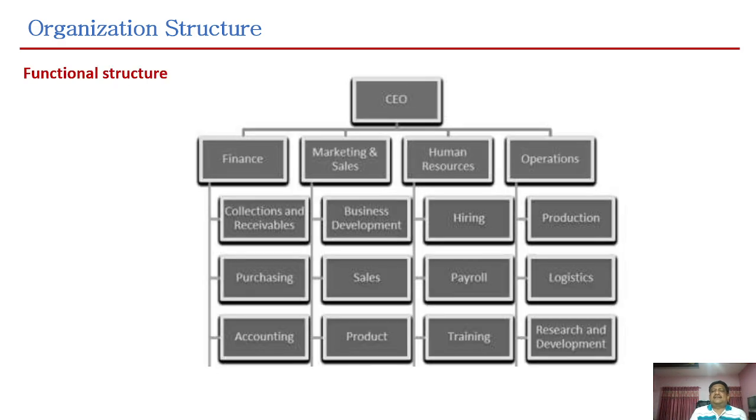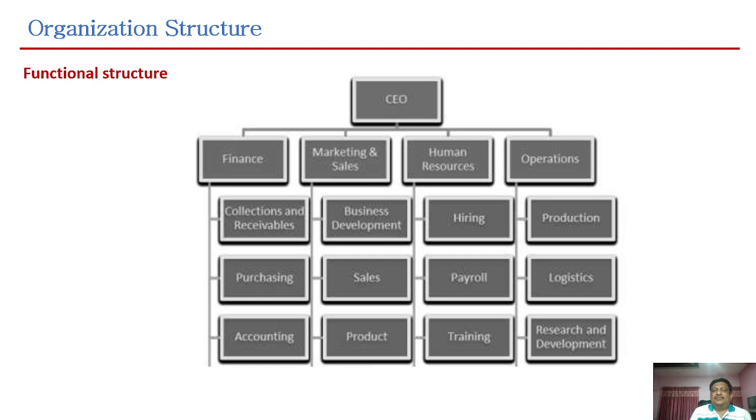So in a functional structure, we can see that at the top there will be a CEO, the Chief Executive Officer, and there will be different departments depending upon the function. Means one from finance, marketing, human resource, or operation. And under finance, based on their different functions, we have collection and receivables, purchasing and accounting.